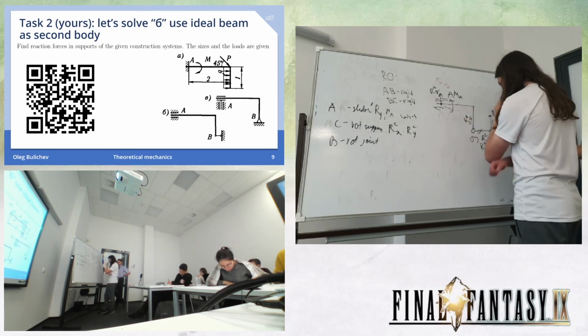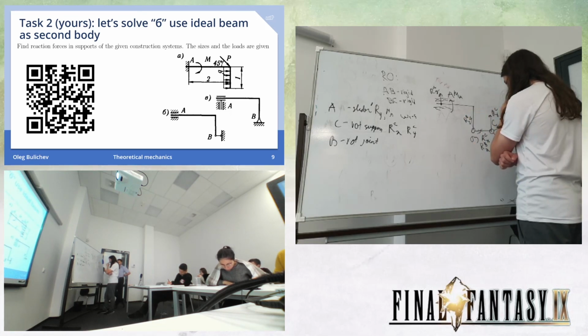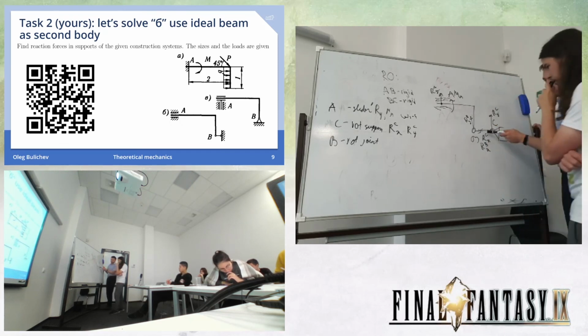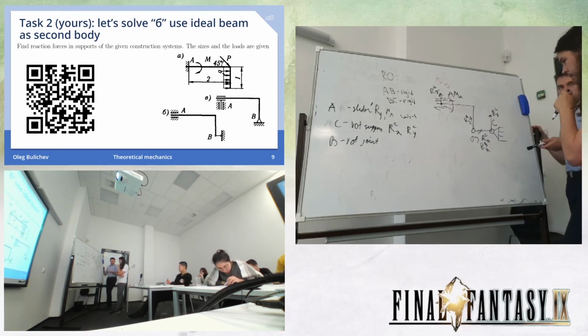Moving body. Point B is the connection between one body and another body. So it has four reaction forces. It depends on the body.